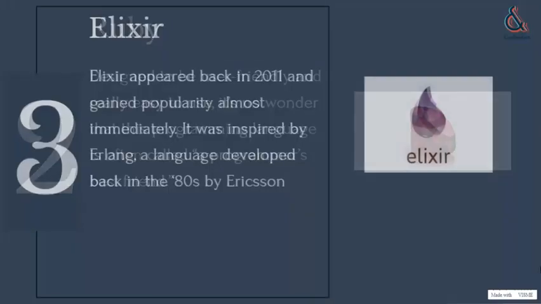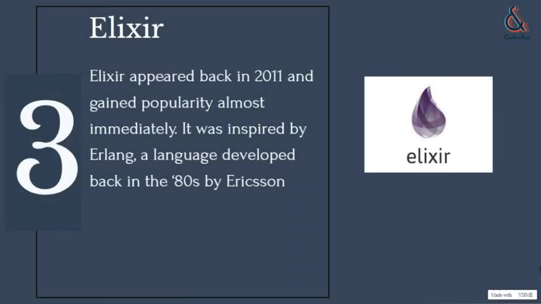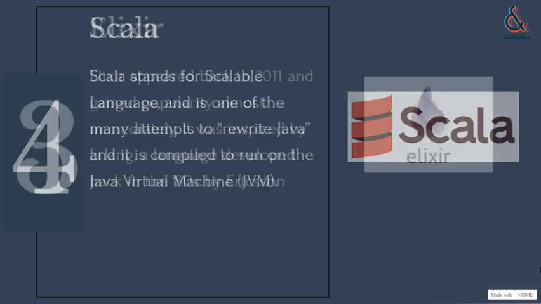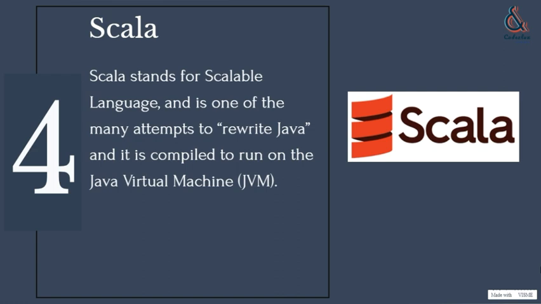Elixir. Elixir appeared back in 2011 and gained popularity almost immediately. It was inspired by Erlang, a language developed back in the eighties by Ericsson. Elixir author Jose Valim himself said that he loved Erlang, but also noticed some things that could use a bit of improvement. Scala. Scala stands for Scalable Language, and is one of the many attempts to improve on Java, and it is compiled to run on the Java Virtual Machine, JVM. It is safe to say this programming language turned out to be quite a success, taking into consideration that companies like LinkedIn, Twitter, and The Guardian use it in their codebase.